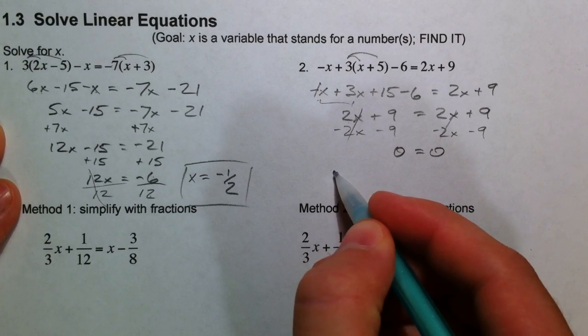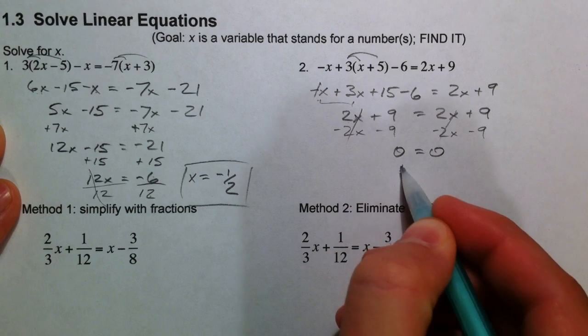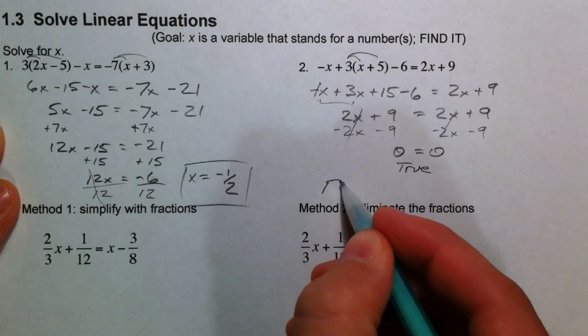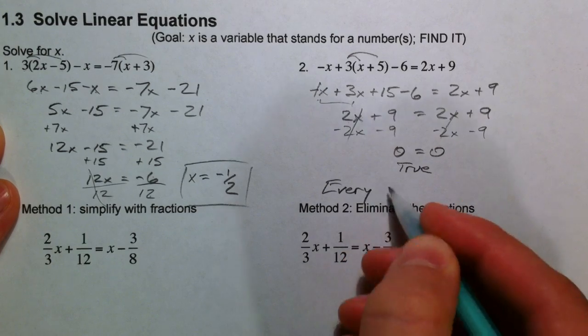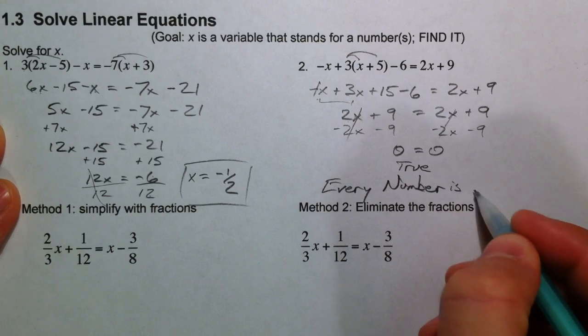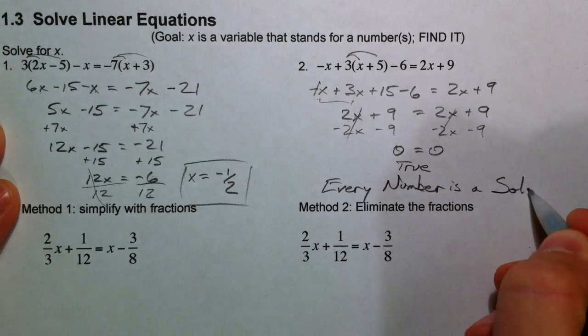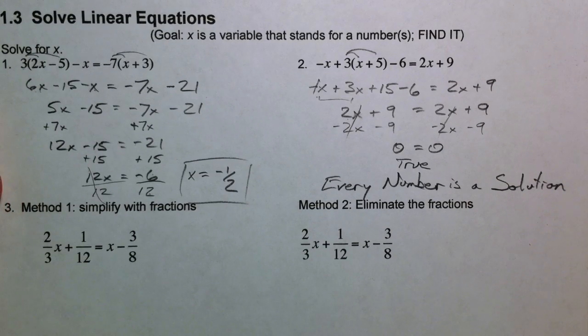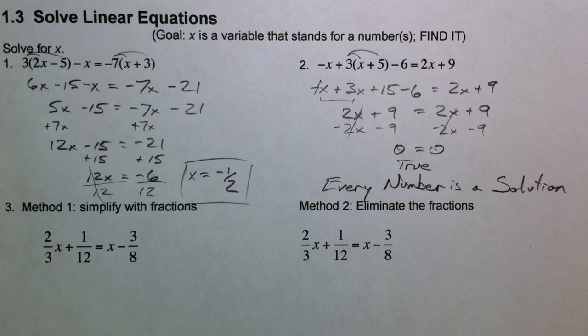So this is a true statement, and because 0 equals 0, every number is a solution. Every single number. Go ahead and try it out. Try 5. Try 10. Try negative 7.2. Try it out. You will get every single number being an answer.